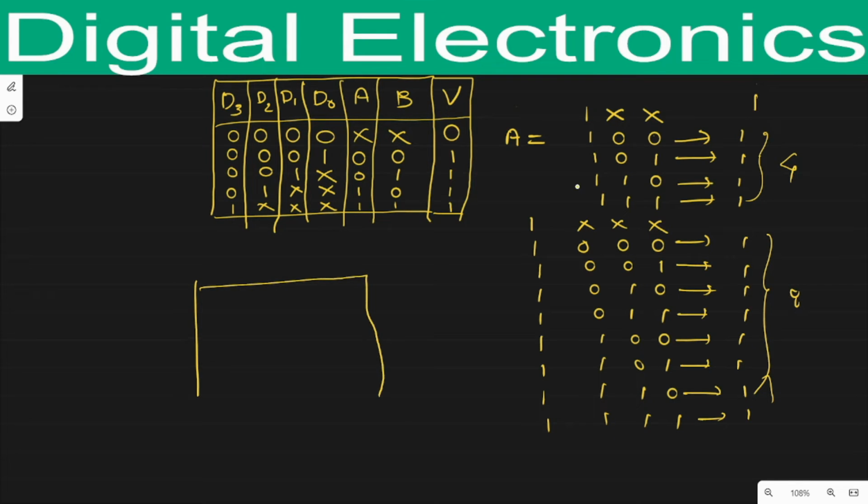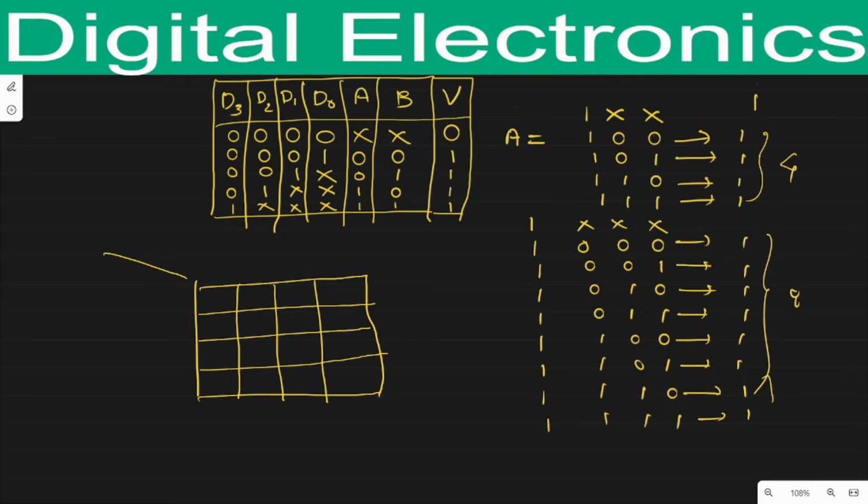When I minimize it using a K-map, we need a K-map of 16 cells. Why do we need a K-map of 16 cells? Because there are 4 different inputs, D3, D2, D1 and D0. So here I am writing D3 and D2, and here I am writing D1 and D0. Here it is 0 0, 0 1, 1 0 and 1 1, and here also 0 0, 0 1, 1 0 and 1 1.